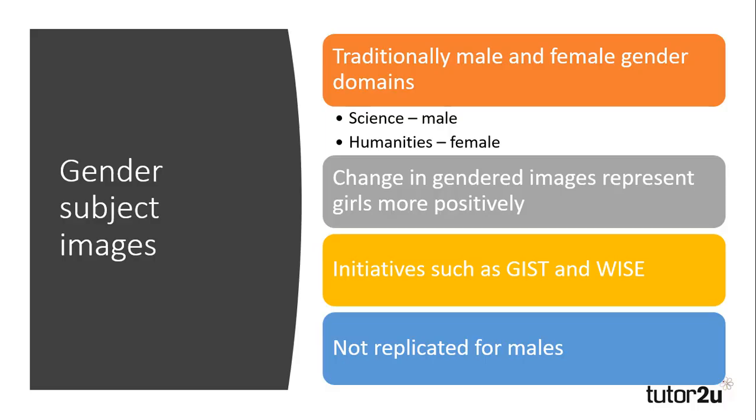However, this has not been replicated for males, which has resulted in subjects in the feminine domain retaining a label of being girly subjects. Furthermore, it is these subjects, the arts and humanities, that are seen as having less value to the economy, creating a hierarchy of knowledge in which the feminine domain is seen as having less value.